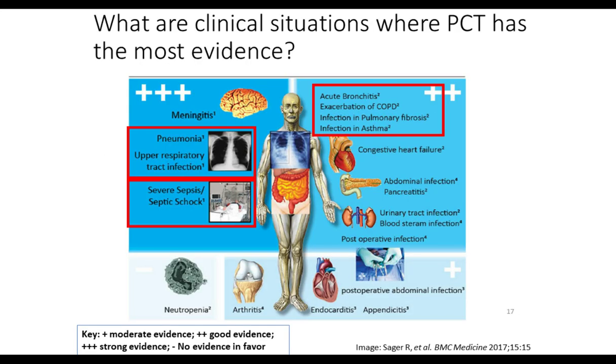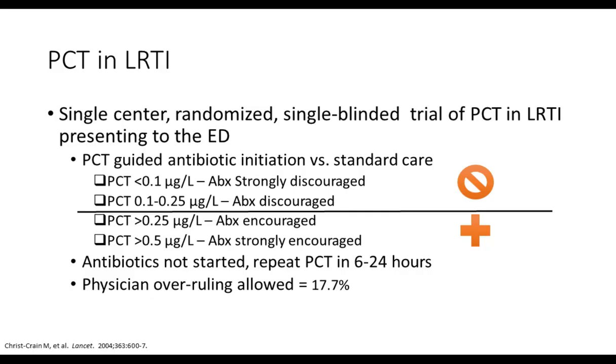So, where are we going to talk about? Well, the best data on procalcitonin is in respiratory tract infections and sepsis. Here are a list of other areas where it's been studied. Some have better evidence than others. What I would say is that the best evidence is in what I'm going to talk about, but you can find data in all these other areas. And so let's talk about lower respiratory tract infection first.